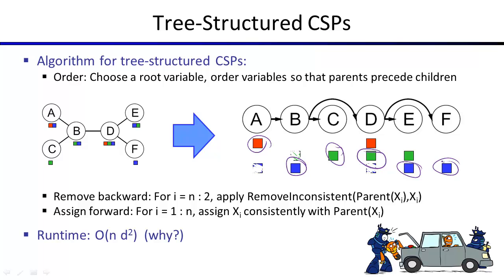Okay. What was my runtime? Well, it's linear in the number of nodes because I visit each node first in one direction, then the other direction. And what do I do at each node? The most expensive thing I do is enforce the consistency of that arc, which means enumerating over the paired domains. So that's N D squared. Super efficient. One pass rightward, one pass leftward.